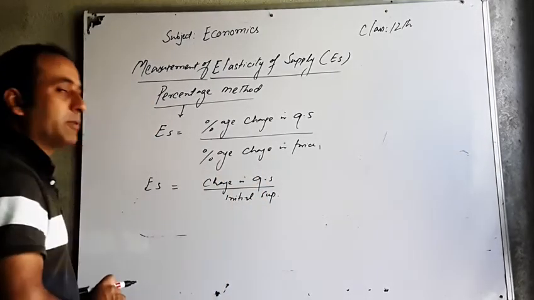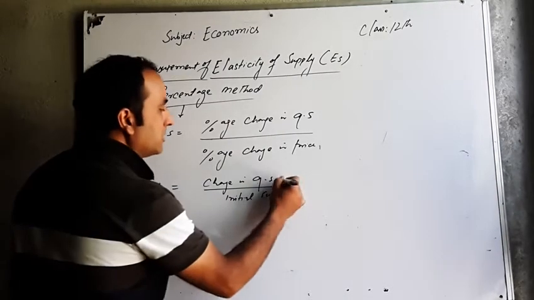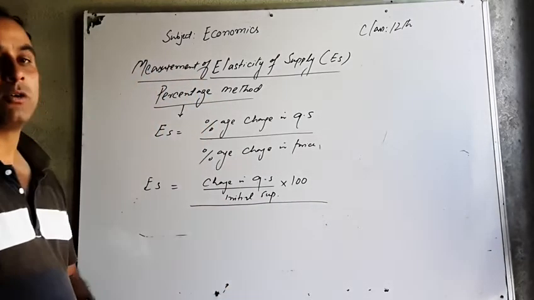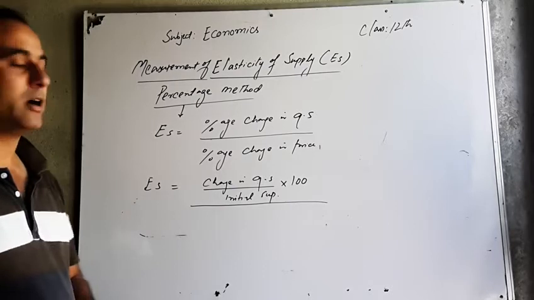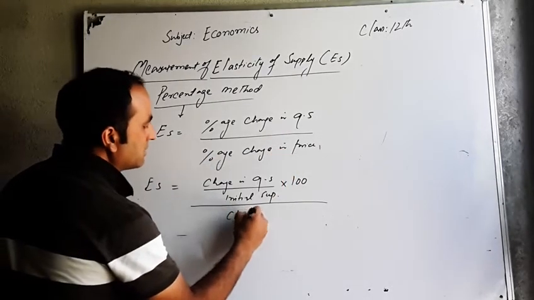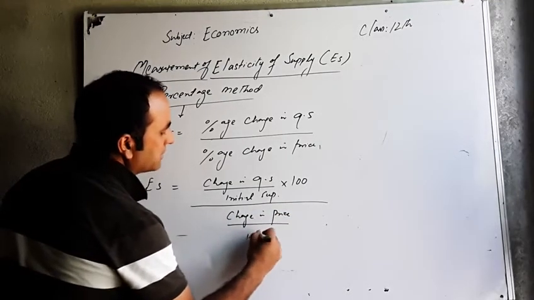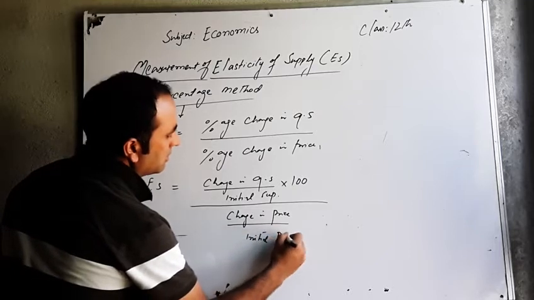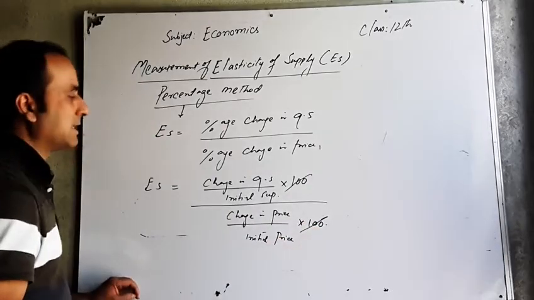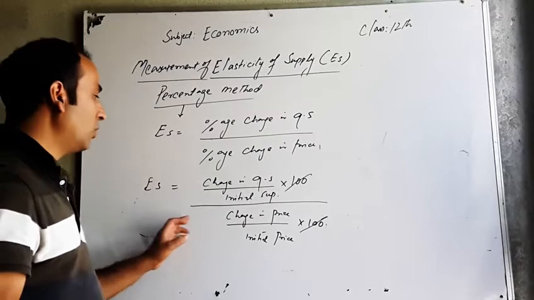Percentage change in quantity supply is equal to change in quantity supply divided by initial supply into 100, as we have discussed in the percentage method of measuring elasticity of demand. Likewise, here percentage change in price is equal to change in price divided by initial price into 100. So 100 gets cancelled here.